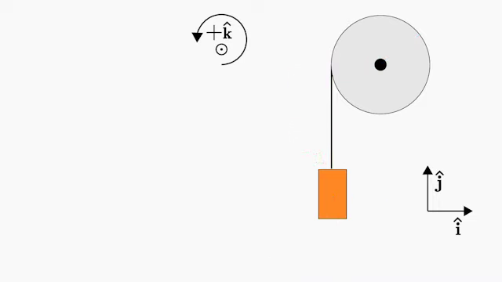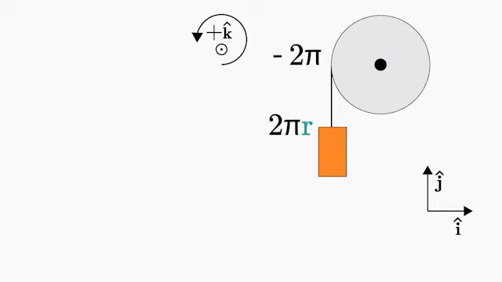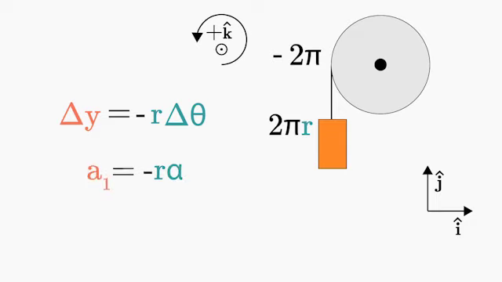Let's say that the block, hypothetically, is moving upwards. In this case, what's happening to the pulley? It must be spinning clockwise to pull the rope up as the block goes in. So it has a clockwise angular velocity, which, according to our convention, is negative. In fact, if the pulley rotates a full turn in the clockwise negative direction, the angle changes by negative 2 pi, and 2 pi times r of the rope will be pulled up. So we can write that delta y is equal to negative r delta theta. Or, taking some derivatives, a1 is equal to negative r times alpha.